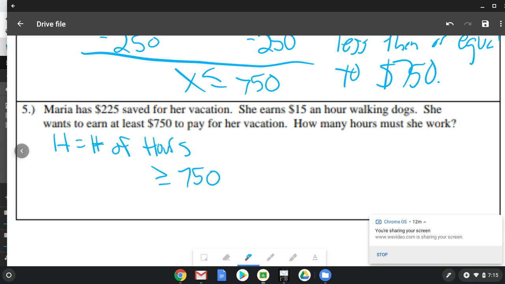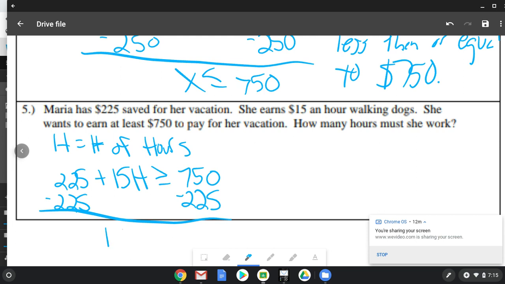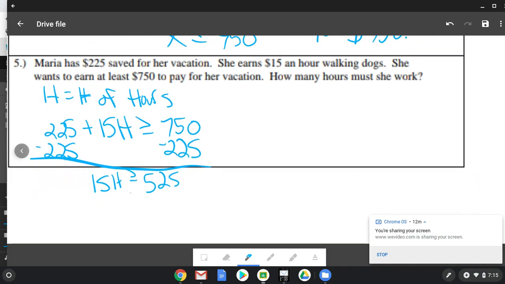It says that she already has 225 and she makes 15 per hour. So that's how you set that up. That'd be 225 plus 15H. That's how much she's going to earn. And she wants to save at least 750. So we subtract the 225 to the other side. We get 15H is greater than or equal to, I think that's 525. And then we would divide by 15.